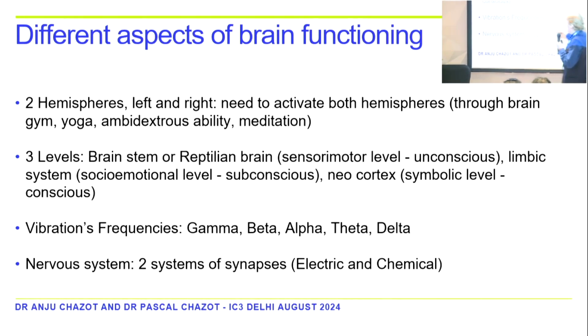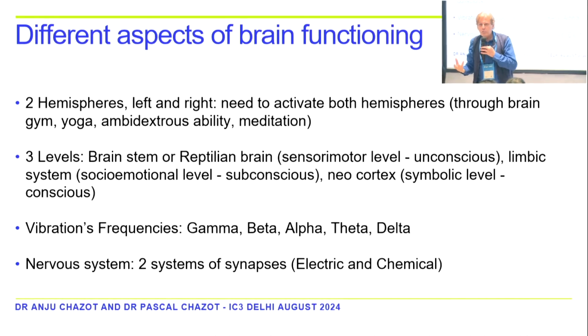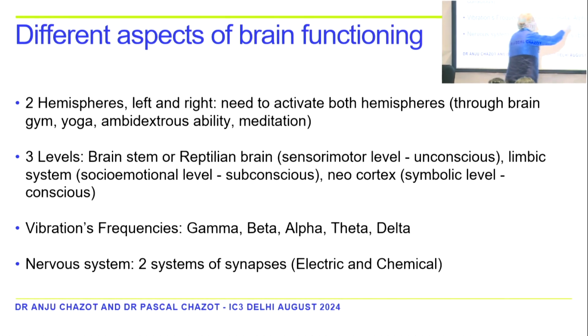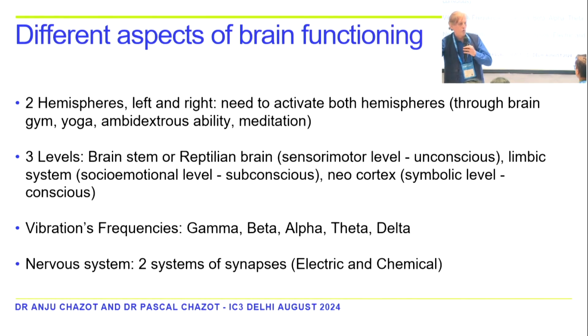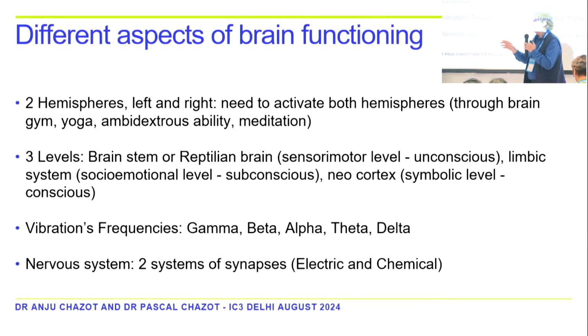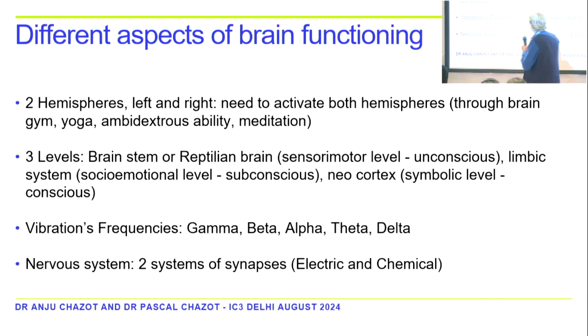The other part is frequency. The brain, like every part of the body, is vibrating. Everything is vibrating. So we have different levels, different frequencies: the gamma, beta, alpha, theta, delta. Now we are in beta. This is the level when we are speaking, we are aware, what we call consciousness. The conscious level, when we are awake and discussing.